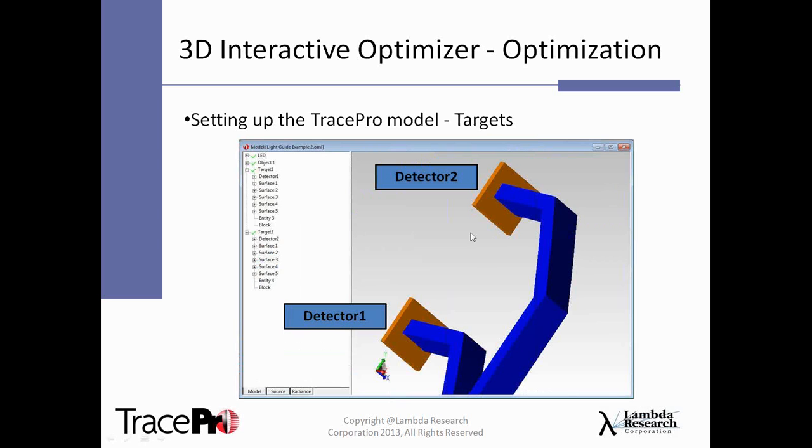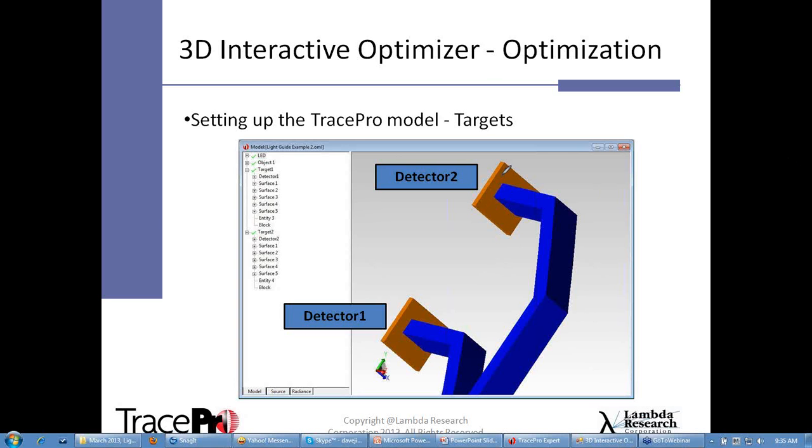Now I also defined 2 targets, and these are simple blocks that I inserted in TracePro, primitive solids. But one thing I did is I named the surface, this surface here that's facing the light guide. I named one detector 1, the other one detector 2, so they have unique names. And we'll use that as part of the optimization process.